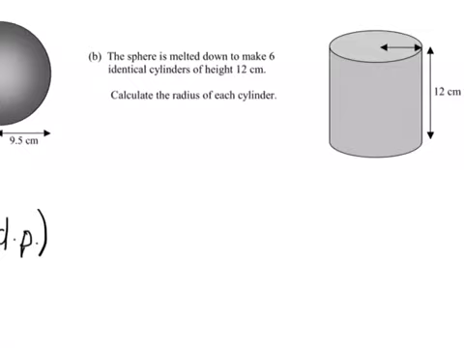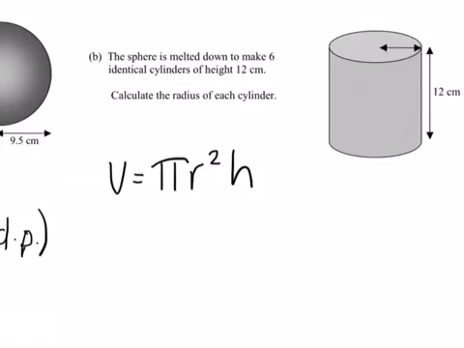Part B tells us that the sphere is melted down to make 6 identical cylinders of height 12 centimetres. Calculate the radius of each cylinder. So to do this part of the question, we're going to use the volume of a cylinder formula, which is pi r squared h. Now, this formula is usually used to work out the volume, but in this case we're going to use it to work out the radius, which is the unknown.